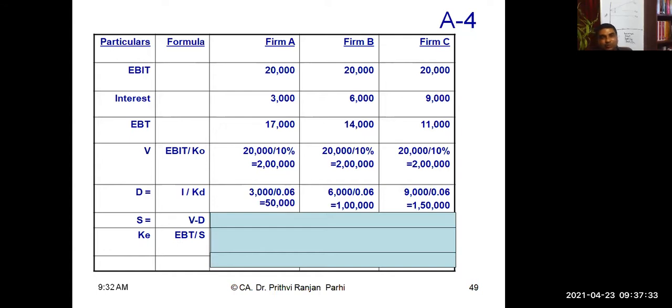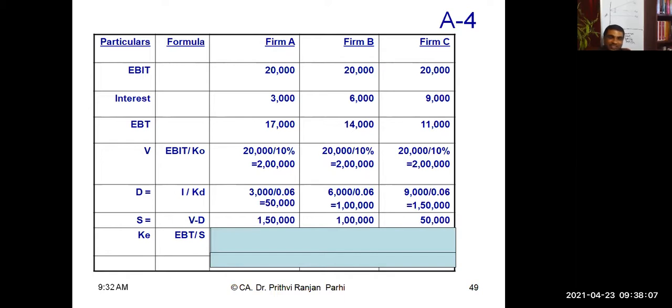S is equal to V minus D. Here in this theory, we are saying that value of equity is a derived figure: value of the firm minus value of the debt. Earlier we have understood that S plus D is equal to V. Here S is equal to V minus D. Can you calculate value of equity? Yes, from A 1,50,000, from B 1 lakh, and from C 50,000.